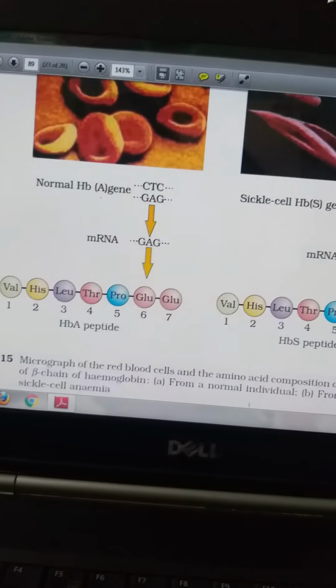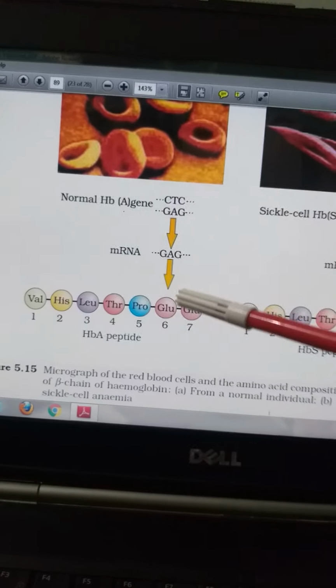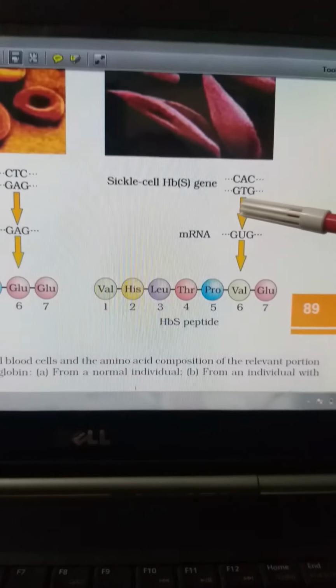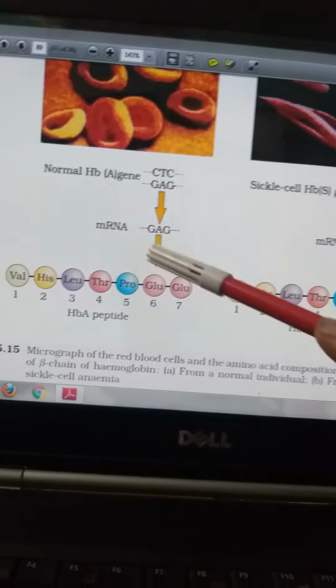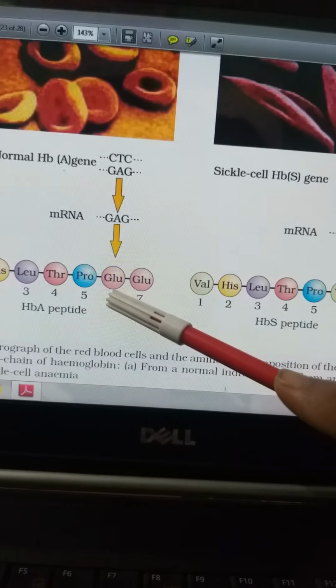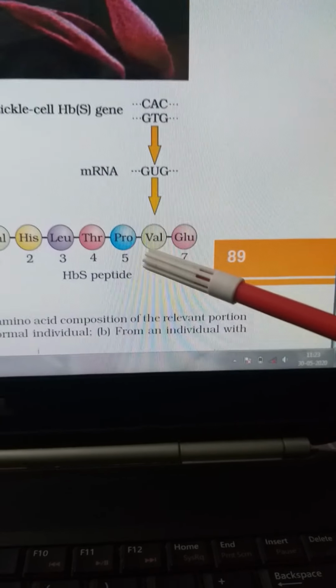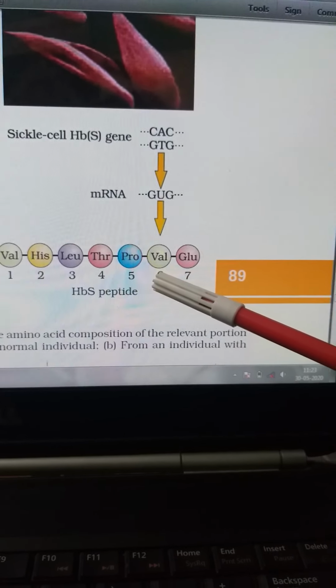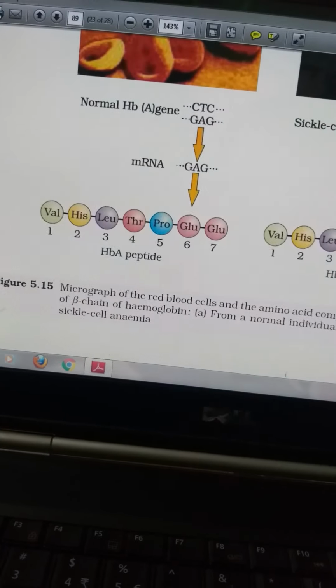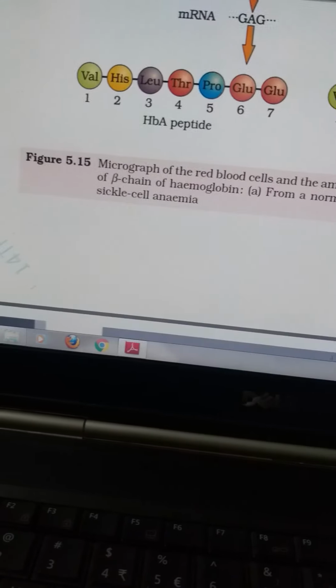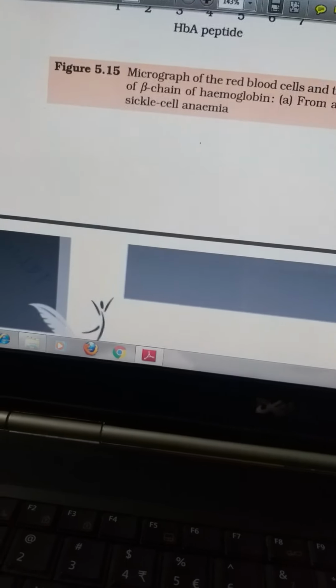You see, in normal hemoglobin, these are the nucleotide codes. This is also a nucleotide code. Since it's normal hemoglobin, it is coding for glutamic acid. But here, since the code is different, it would be coding for a different amino acid. Instead of GLU, VAL is there. So that is how sickle cell anemia is caused. Okay.